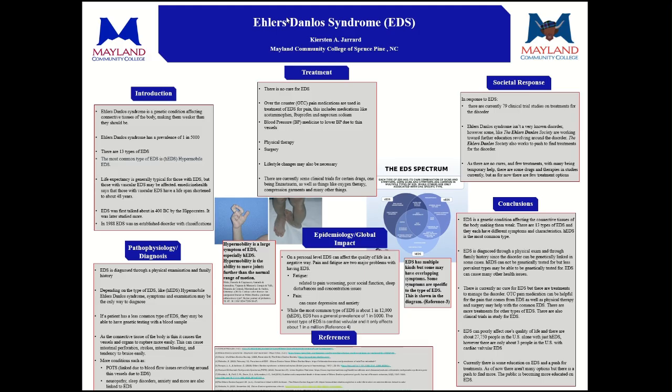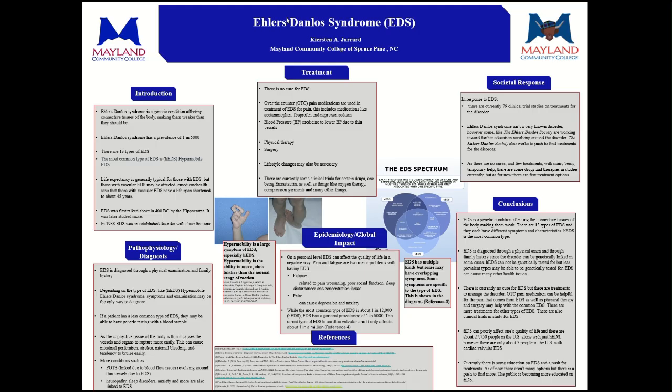A genetic test using a sample of blood can be used for some forms of EDS, but it has to be the more rare types, as HEDS, or hypermobile Ehlers-Danlos syndrome, is based solely off of the medical history and examination, because there's no genetic testing for that. Since the connective tissues are thin in a person who has EDS, it can cause vessels and organs to rupture more easily.